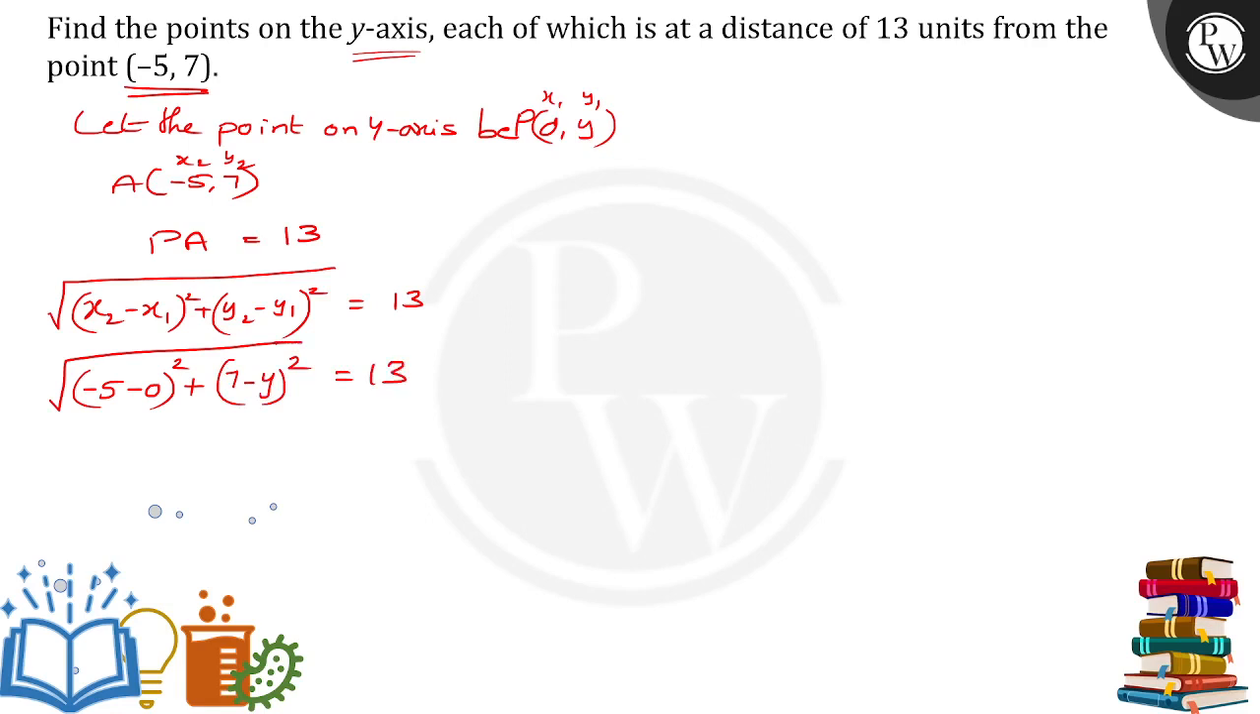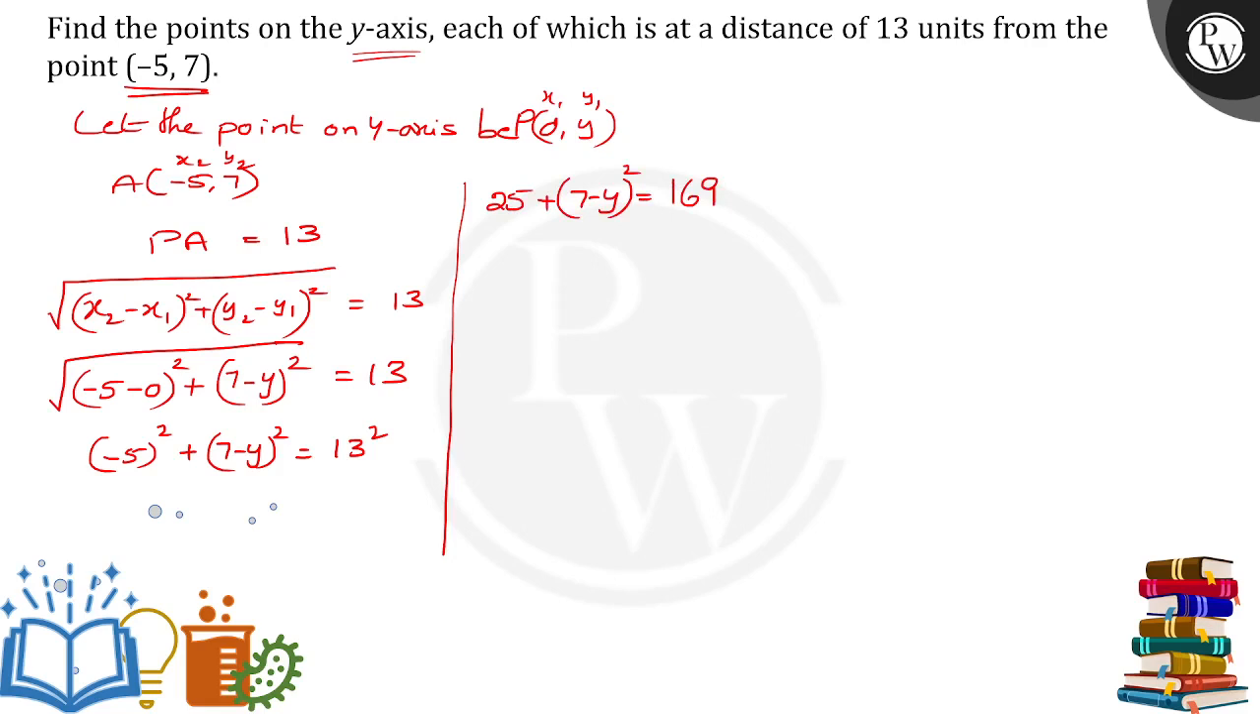So transpose the square root to the RHS, then it will be squared. So we will get (-5) whole square plus (7 minus y) whole square is equal to 13 square, right? So (-5) whole square is 25 plus (7 minus y) whole square is equal to 169. So (7 minus y) whole square is equal to 169 minus 25. So I will get 144. Now 7 minus y is equal to the square root of 144.